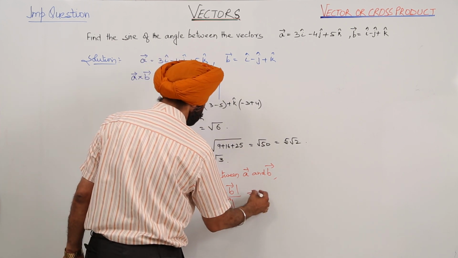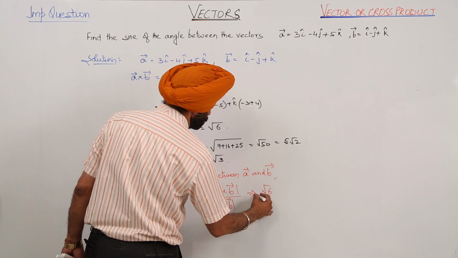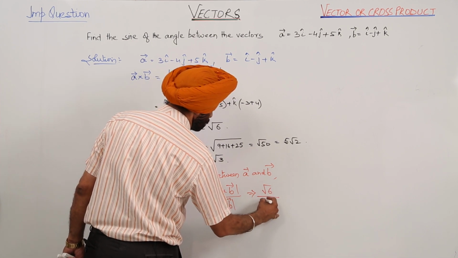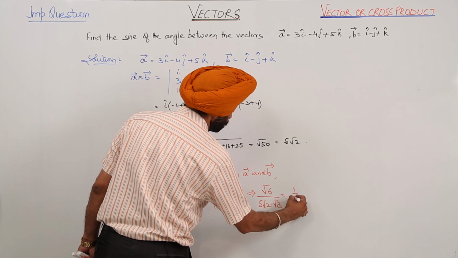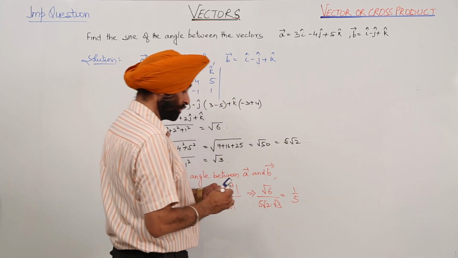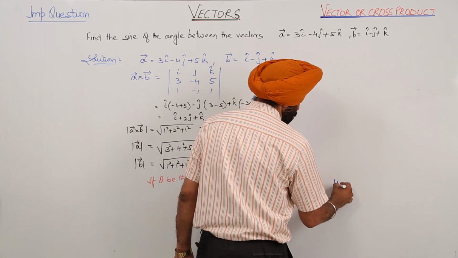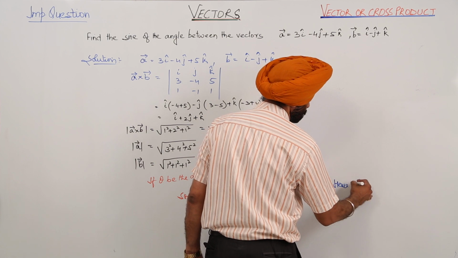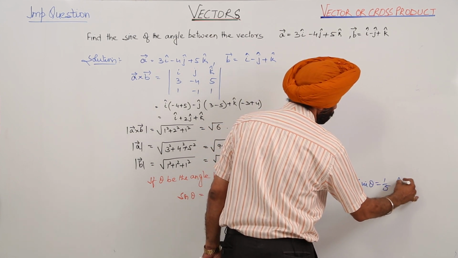Now this implies root 6 upon 5 root 2 times root 3, this is 1 by 5. Hence sin theta is equal to 1 by 5. Answer.